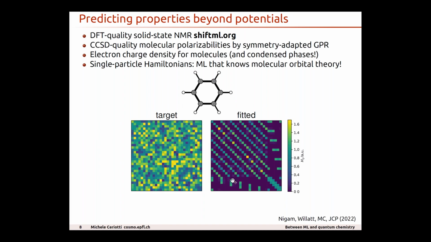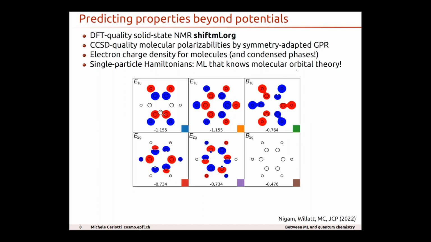And so the Hamiltonian that you can predict after you trained it on this matrix of random numbers has a lot of structure because basically it's consistent with the D6H symmetry of benzene, even though we have not explicitly told the model that benzene is D6H. Also, the symmetry of the molecular orbitals and their degeneracies are fully consistent with what you would expect from molecular orbital theory.